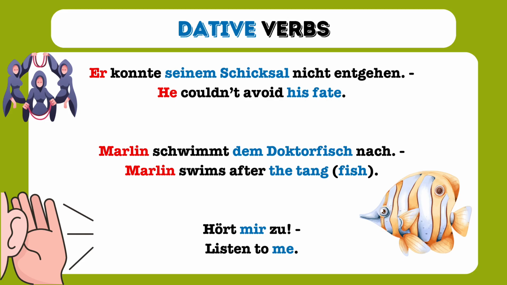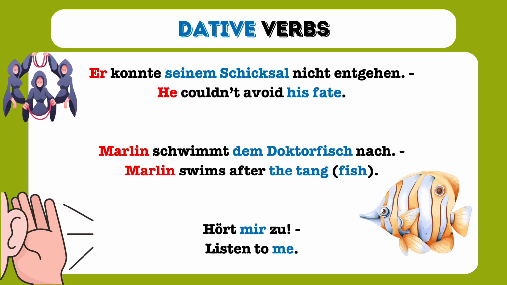Usually these are separable prefixes. Er konnte seinem Schicksal nicht entgehen. He could not avoid his fate. His fate here is the thing that he could not avoid, which makes it the direct object. But because the verb entgehen has ent in front of it, we have to use here the dative case, seinem Schicksal. Er konnte seinem Schicksal nicht entgehen.